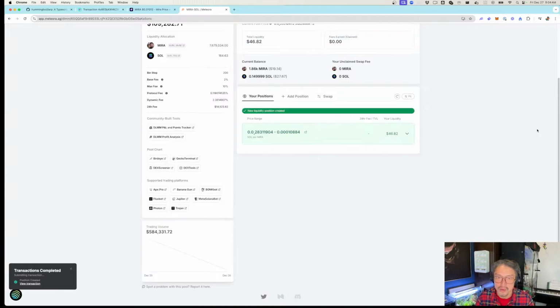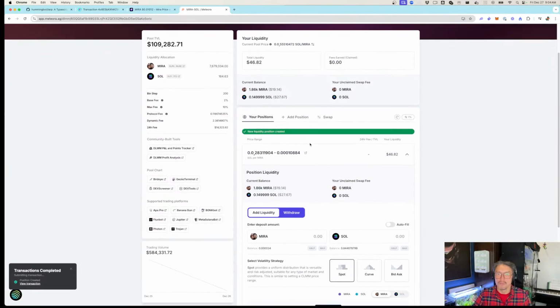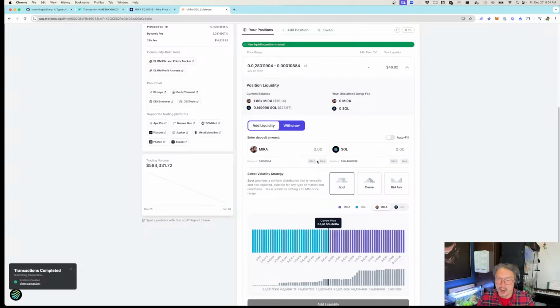Oh, all right. So position created. Here we go. So this is essentially a concentrated version of the Raydium LP position that we just had earlier. This is a bit more concentrated because we've defined the exact lower bound on the price and the upper bound on the price that we have here.